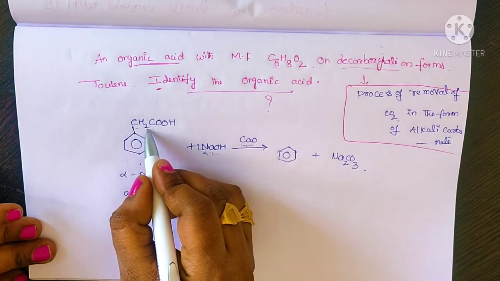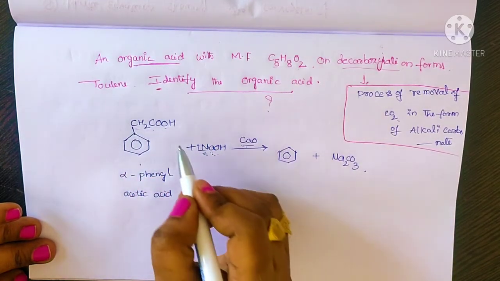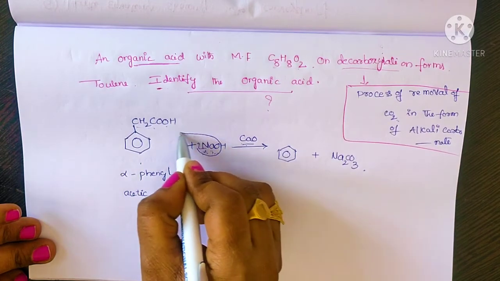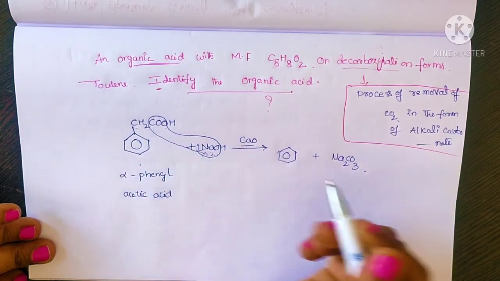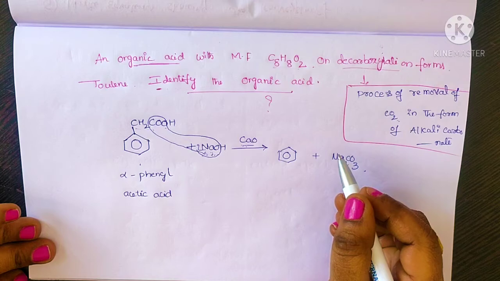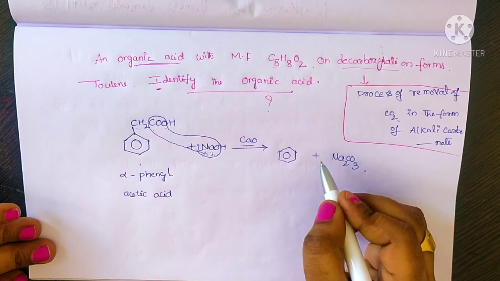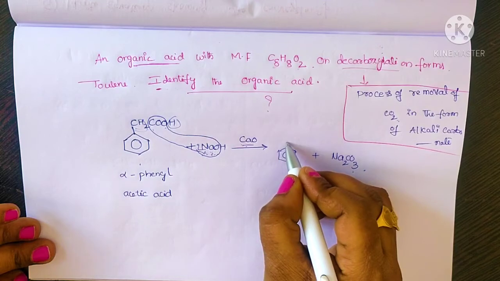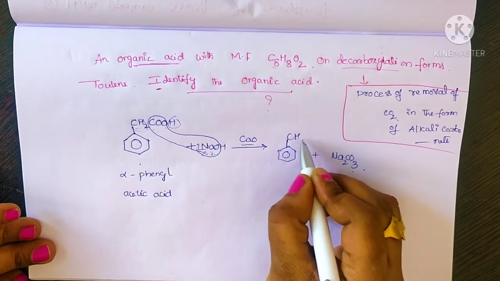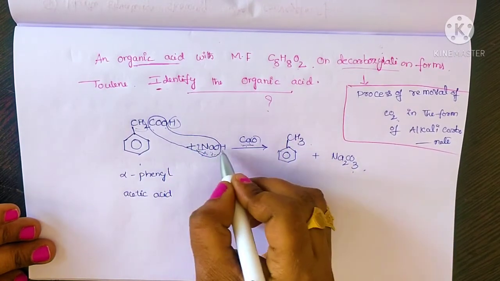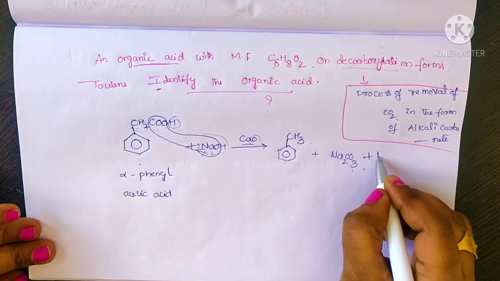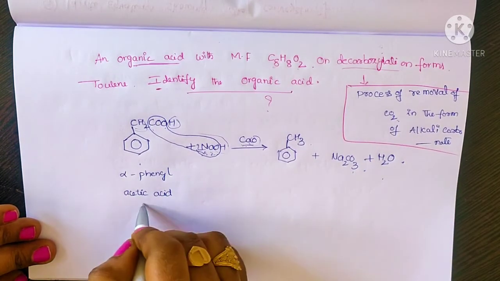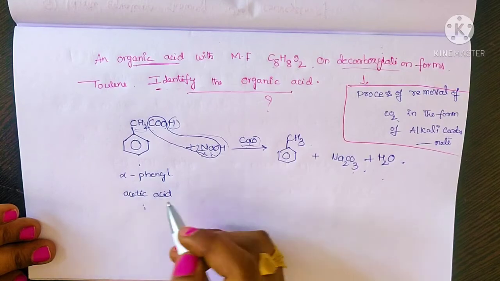So the remaining compound is CH3, a methyl group on the benzene ring. Okay students, how is Na2CO3 removed? It is decarboxylation by adding NaOH and CaO. It is removed in the form of Na2CO3 and the remaining compound is toluene, and some water molecules are also removed in this process. This is the decarboxylation process.